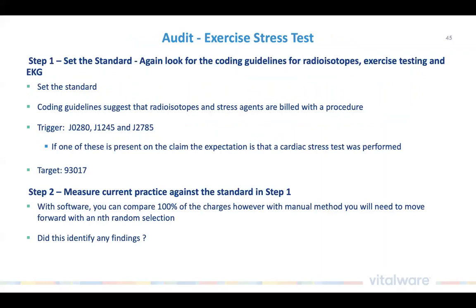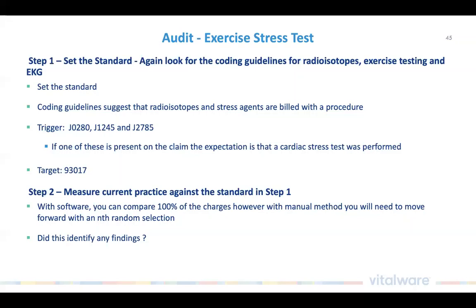Here's another example, stress tests. So you set the standard. Coding guidelines suggest that radioisotopes and stress agents should be billed together. You have a trigger of 3 stress agents. If one of those is present on the claim, then I expect a stress test, a tracing.